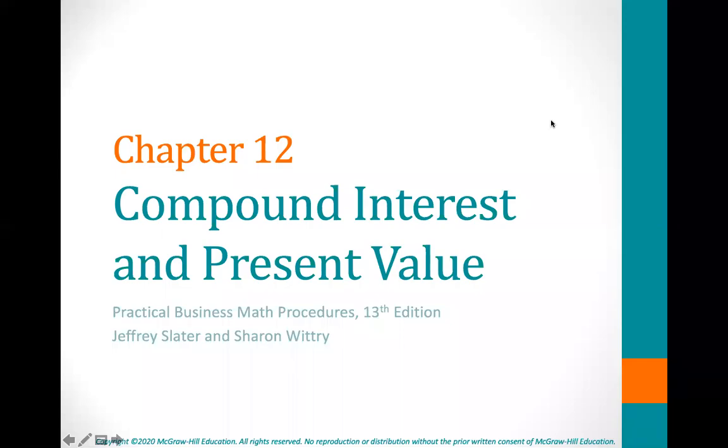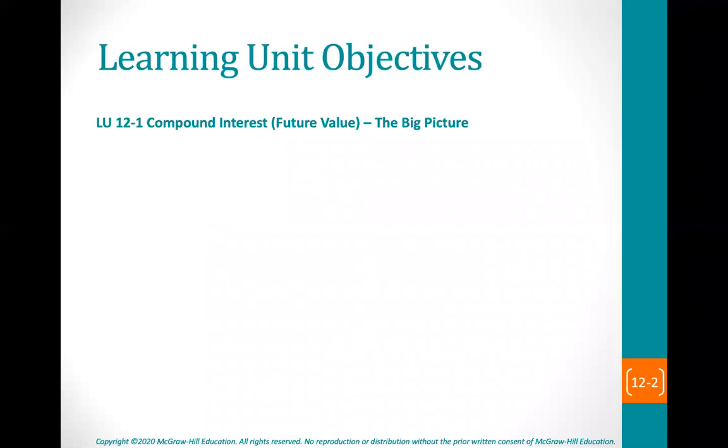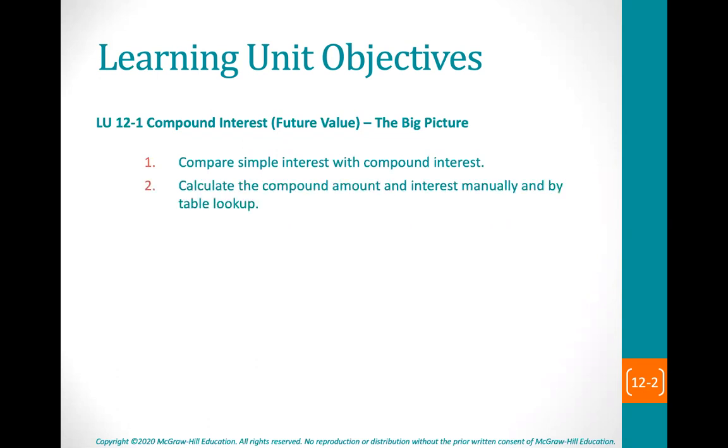Chapter 12, Compound Interest and Present Value. In the first main unit, we'll talk about compound interest, future value. We'll discuss how to compare compound interest with simple interest, as well as how to calculate the compound amount and interest manually and by table lookup, and explain and compute effective APY.